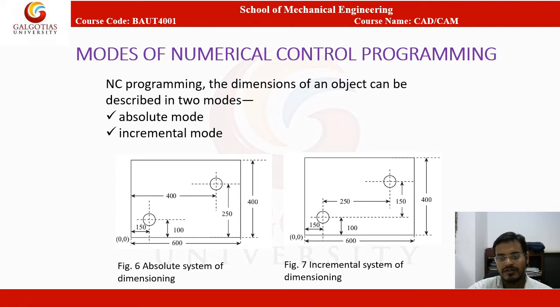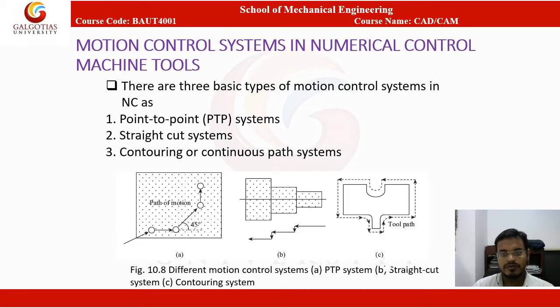But if you go to the second diagram, the incremental system of dimensions, you can see the origin changes. It means 0, 0. Then you go to the next point, and the previous point will be the 0, 0. That means the origin changes from step to step. For the third point coordinate, the origin will be the location of the second point. So the origin changes from step to step.